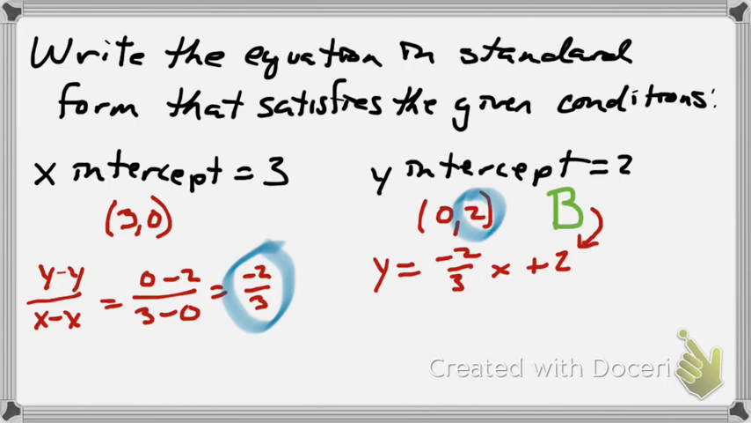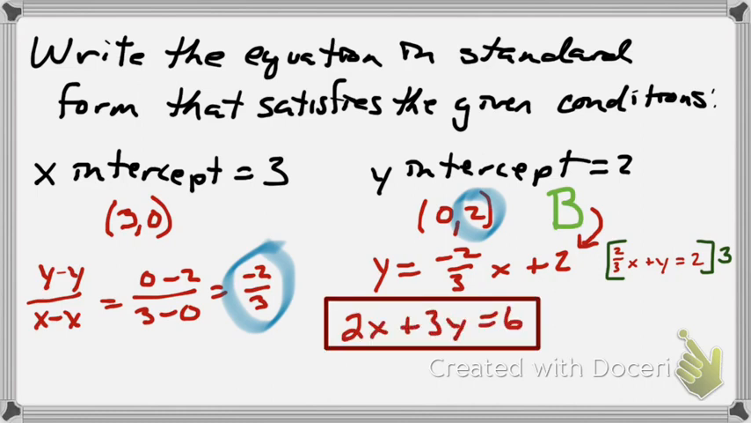The tricky part is when you throw all these problems together, whether I give you 2 points or I give you the intercepts or whatever I give you, you've got to be able to think through different kinds of problems and come up with that slope and point. To put this in standard form, we would move the x to the other side and then multiply everything by 3, giving us 2x plus 3y equals 6.